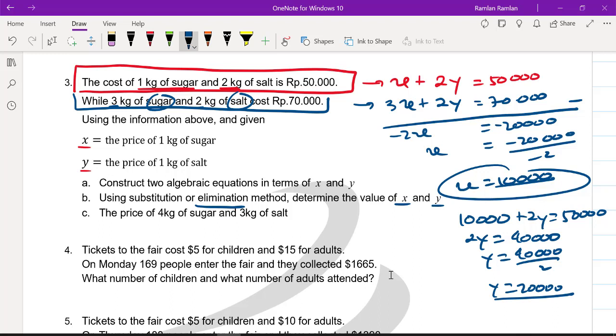Okay, in rupiah. Now the last question is the price of 4 kilograms of sugar and 3 kilograms of salt. Since we already know the price of 1 kilogram of sugar is 10,000, and the price of 1 kilogram of salt is 20,000, this will be 4 times 10,000, plus 3 times 20,000, right? And that'll be just equal to 100,000 rupiah. Don't forget to write down the rupiah.